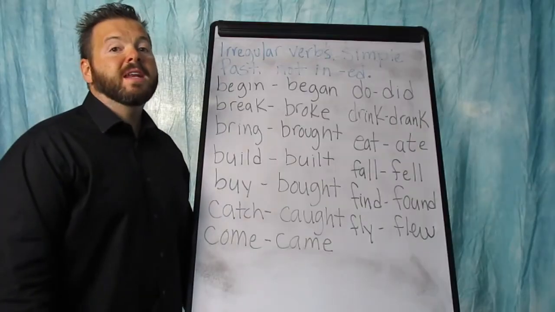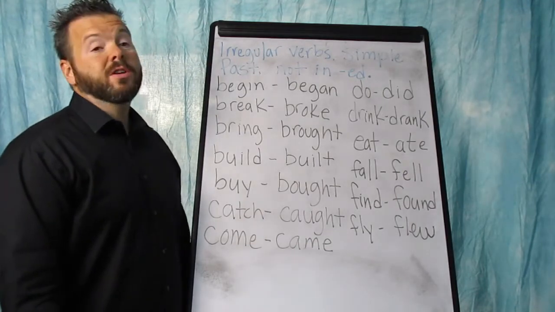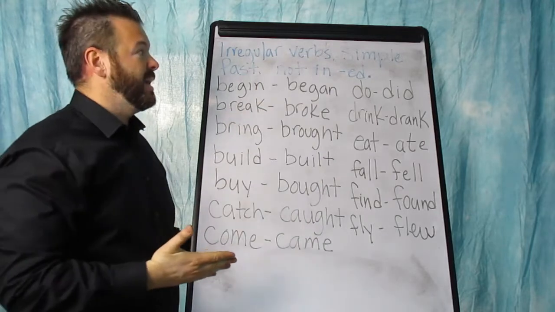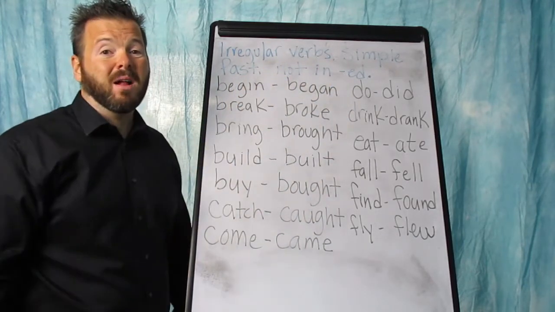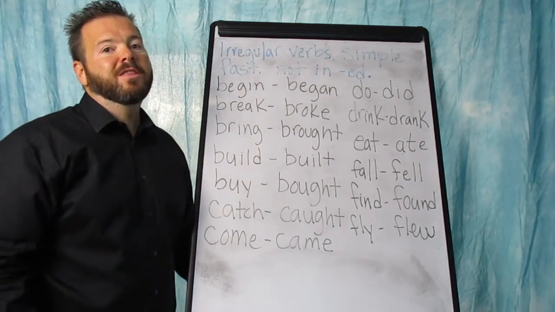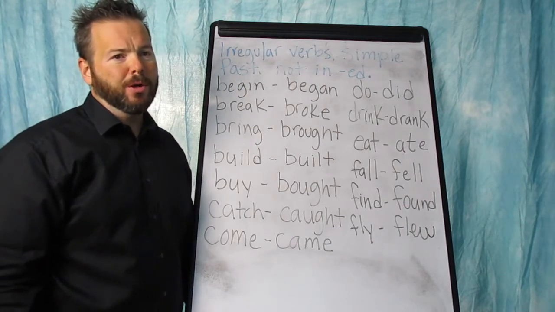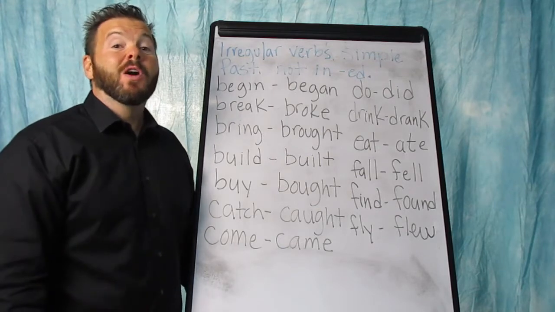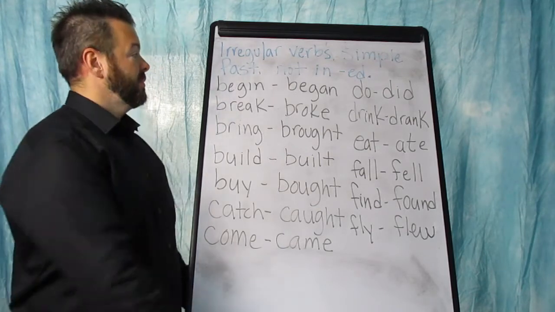Okay, for the next couple of minutes, we're going to talk about irregular verbs in the simple past, but they're not spelled in ED. They're just the exceptions to the rule. We have a list here, a couple of lists. So I'll read them to you.